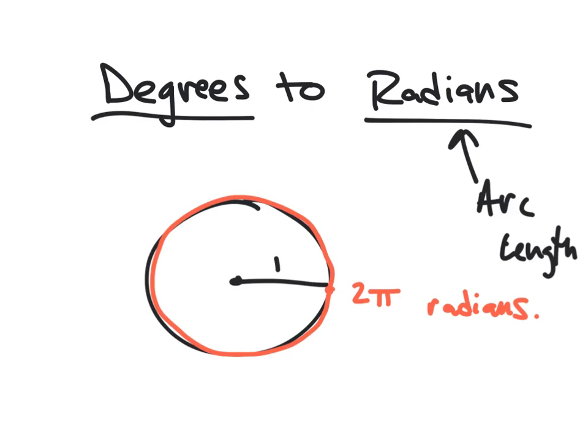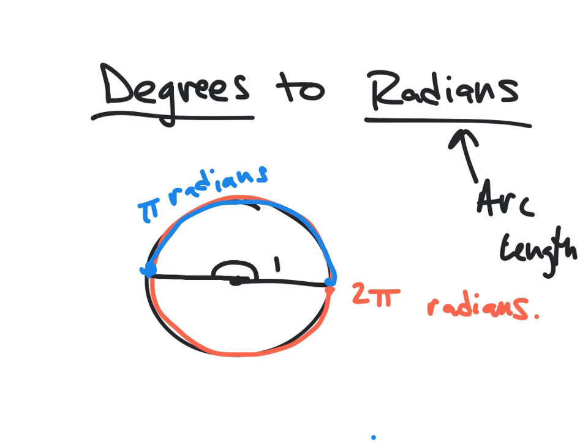Okay, and so it's the same idea. But what you want to do is, you're talking about converting angle measures into radians. Well, if 2 pi radians is 360 degrees around that circle, then you've got 180 degrees, half of 360, would give you pi radians. So this length here is pi radians.